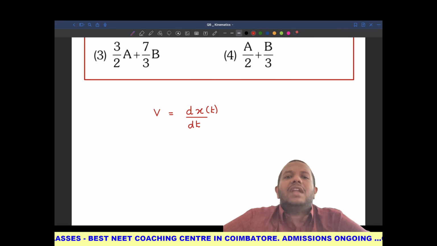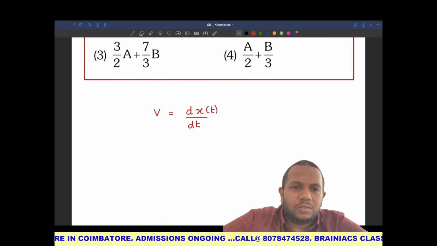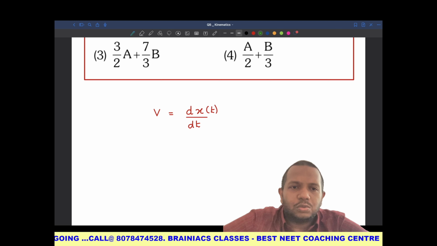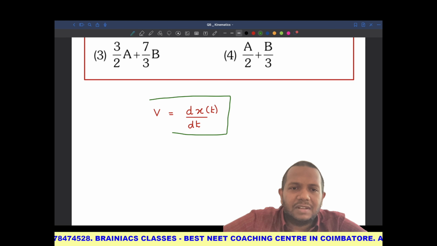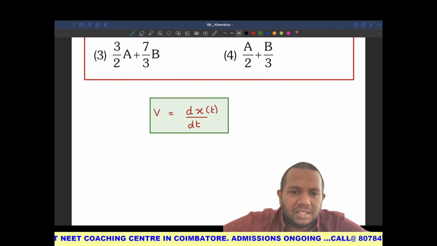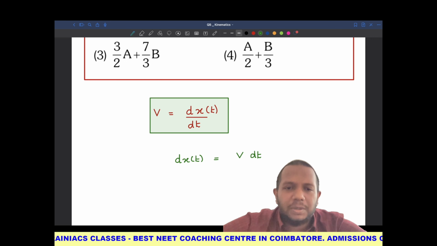Now in this question we actually need to get x, and the equation for the velocity is given. So how can you do that? I only remember this equation, and from this I will try to get the other one. How do we do that? We will rearrange this. We will write it as dx of t is equal to v into dt, cross multiplying.